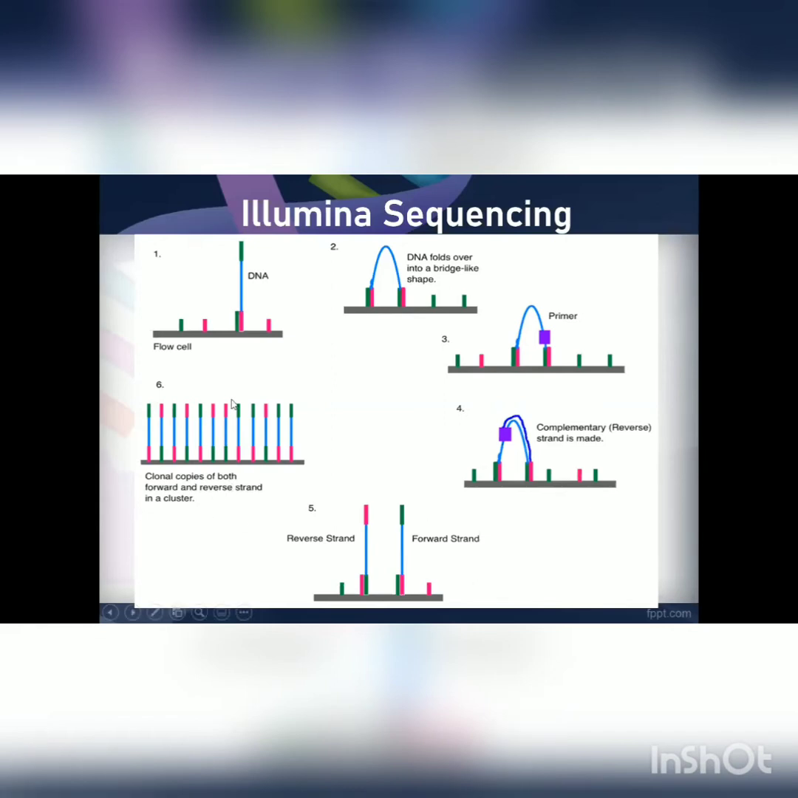The result is a cluster of forward and reverse DNA strands. So coming to the basic terms used in NGS. There are certain terms that are very important to understand NGS and sequencing in general.